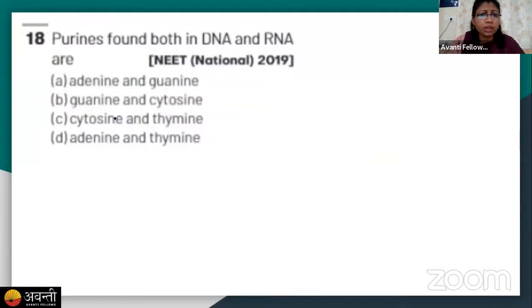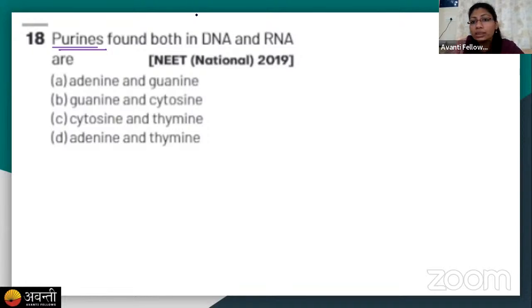Okay. Now, next question, question number 18. It is saying purines found both in DNA and RNA. Purines, that means here we are talking about the nitrogenous bases. Option A says adenine and guanine. Option B says guanine and cytosine. Option C says cytosine and thymine. Option D says adenine and thymine.